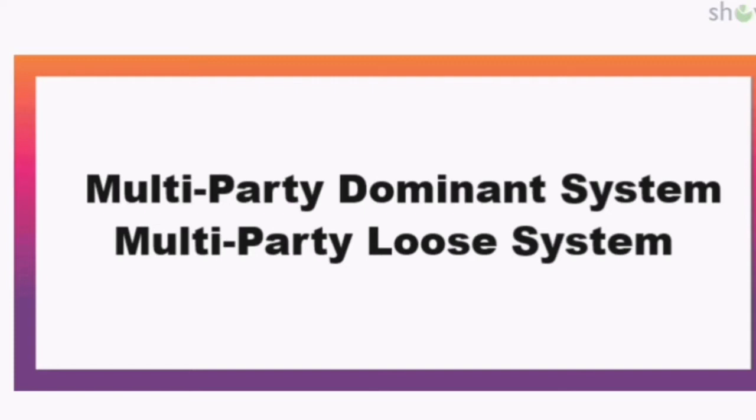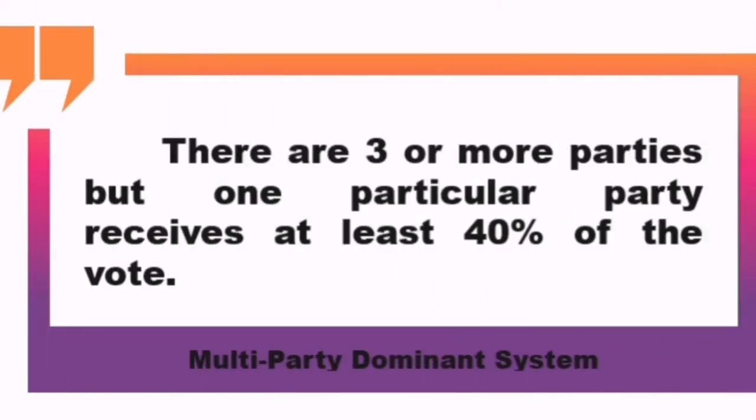So I will be discussing what is a multi-party dominant system, and the other reporter will discuss what is a multi-party loose system. In a multi-party dominant system, there are three or more parties, but one particular party receives at least 40% of the vote. In this political system, there are categories of political parties who successively won the election.